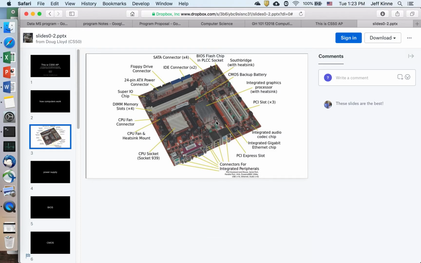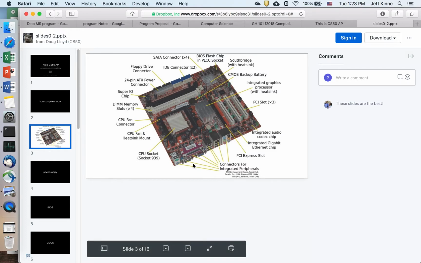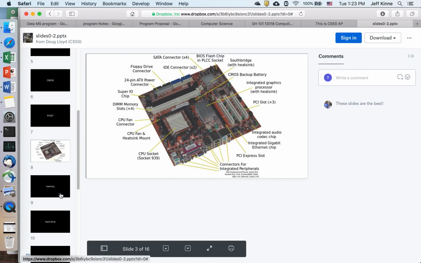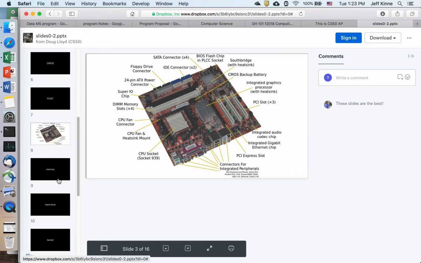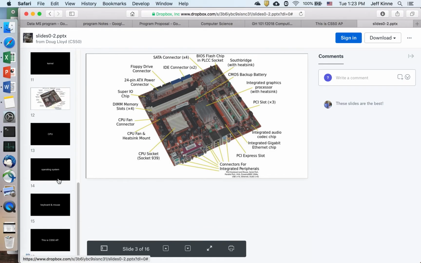And this is an older motherboard. This is probably 15 years old, just based on the ports here. This is where you would hook your keyboard in. Keyboards don't have that kind of connector anymore. Now they're USB. And these are USB right here. They're talking about the different parts of a computer, which we've talked about. And that's it.